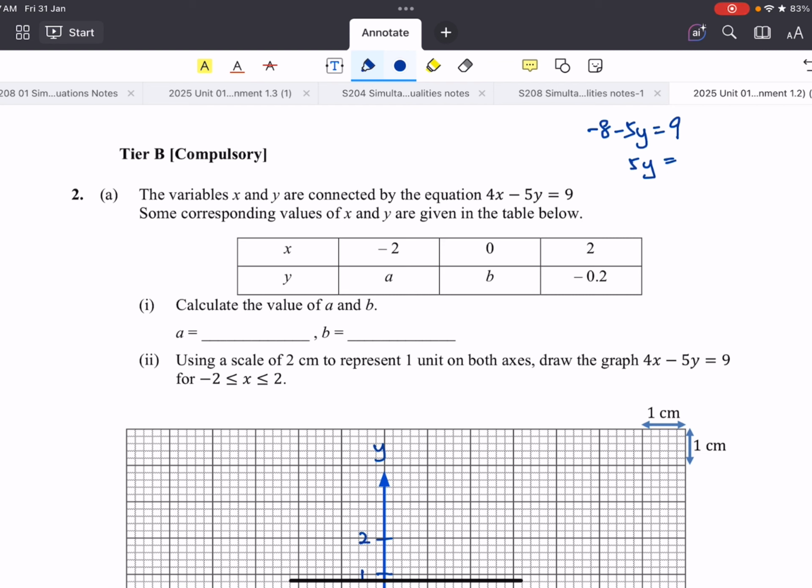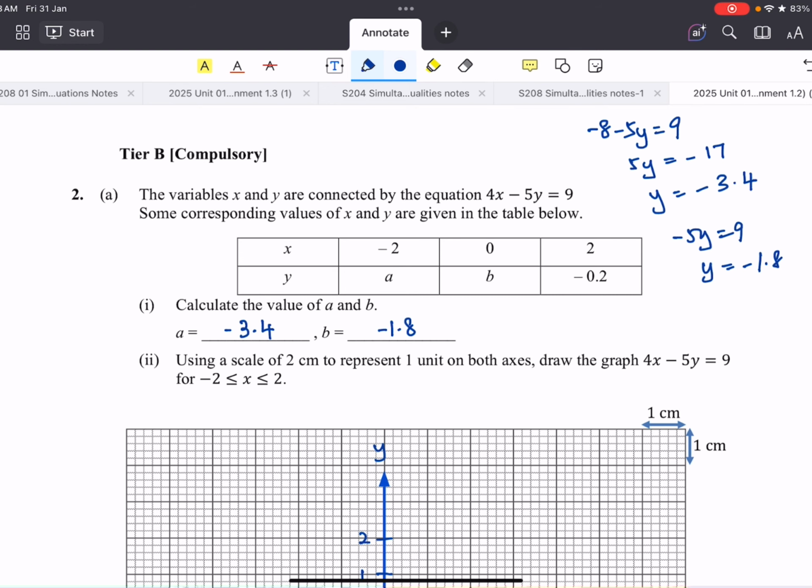So 5y equals negative 17. Okay, so y will be negative 3, and where's my calculator? 3.4, right? So that means a equals negative 3.4. Then of course we do that again when x is 0. When x is 0, negative 5y equals 9. y will be negative 1.8, right? So b is negative 1.8.